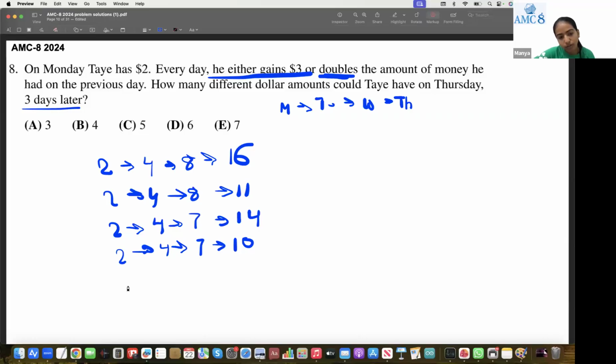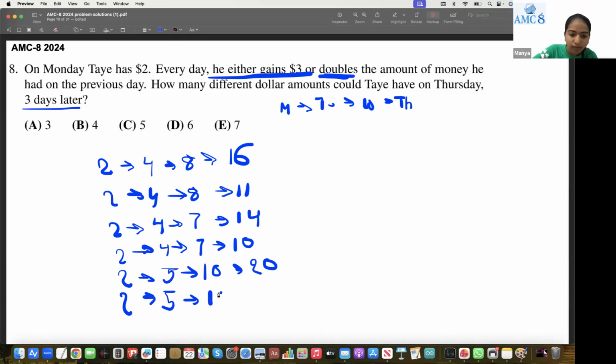How about now $2, but instead of doubling it, how about we add 3? So $2 to $5, $5, and we can double, and we can double once again. So 20. Notice how all of these dollar amounts are different. So we can go from $2 to $5 and then $5 and we can double it again. And now instead of doubling it again from 10, we can add 3. We should be getting 13.